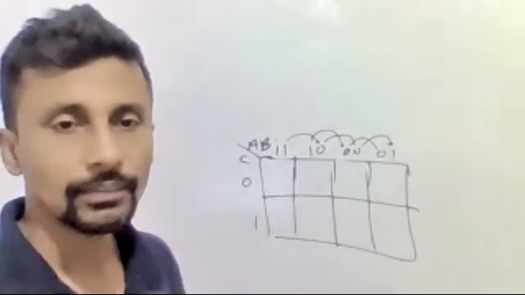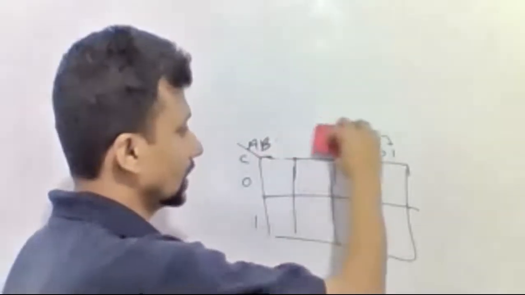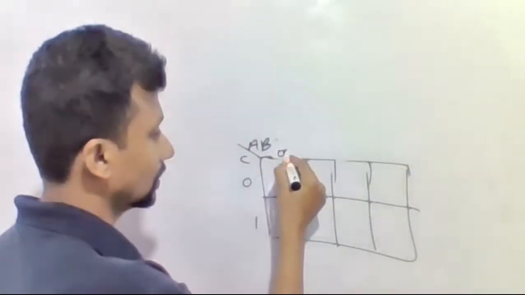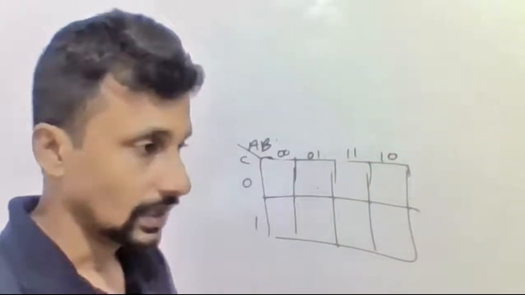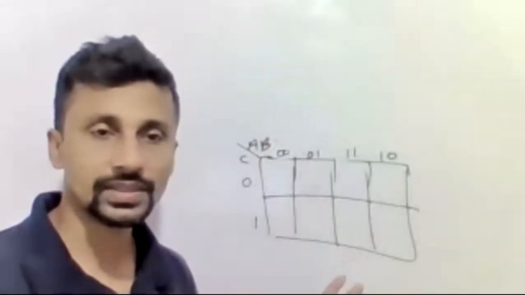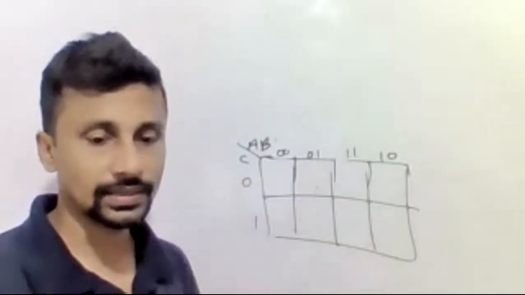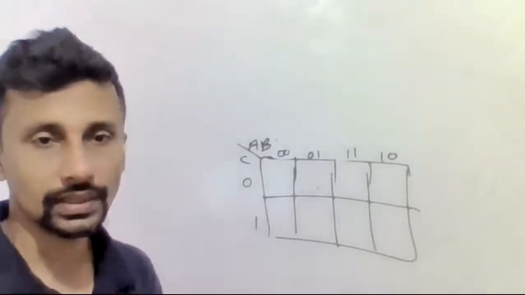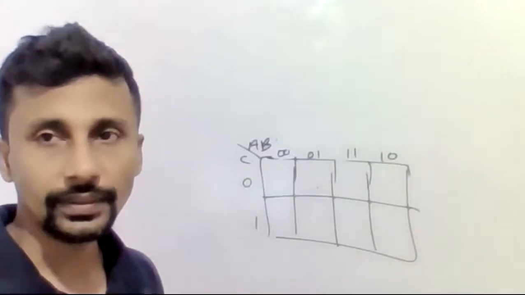But the standard way of writing is 00, 01, 11, 10. This is the standard way of doing that. Otherwise it will be different. Your output will be the same anyway, but make sure you are writing like this. This is the normal method that we see in all the questions and everywhere, right?